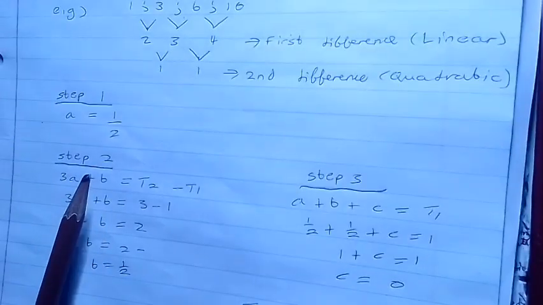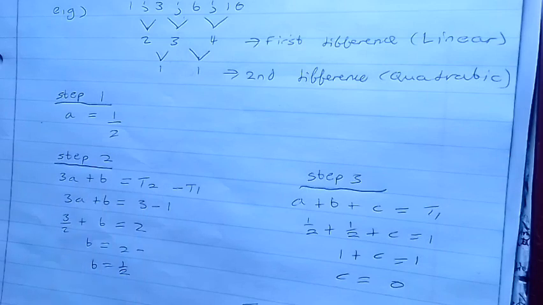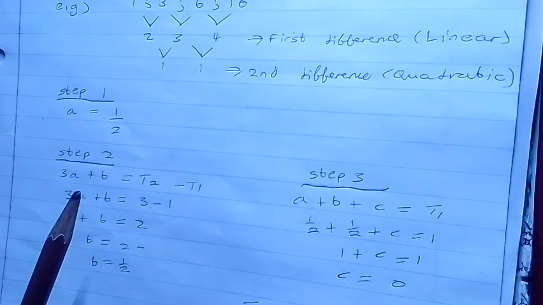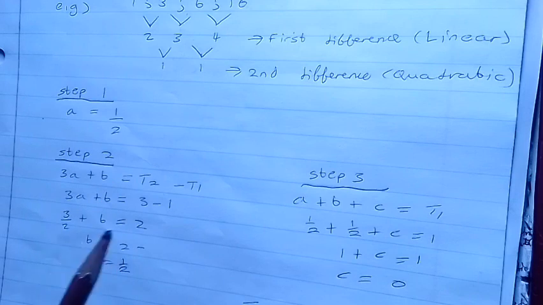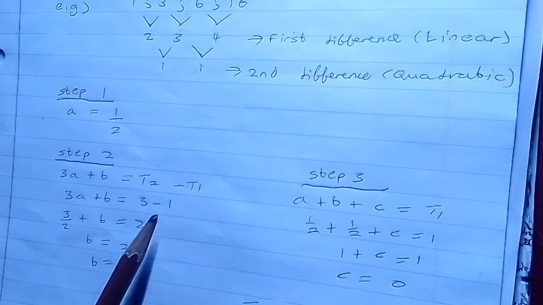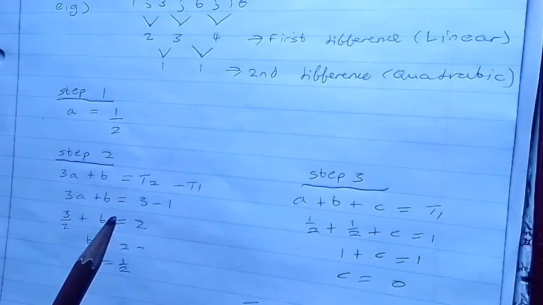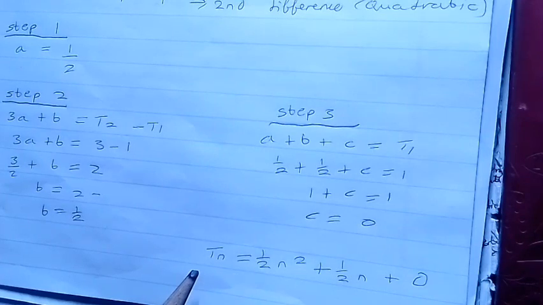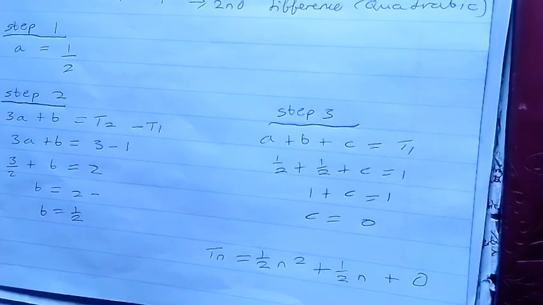Now step 2 is 3a plus b equals term 2 minus term 1. So in place of a, we put a half. 3 times a is 3 over 2, plus b equals 2. How we got 2 is term 2 minus term 1: 3 minus 2 is 2... So this is our b value. Our c value, you know how we do it. And this is the general rule for the quadratic pattern.